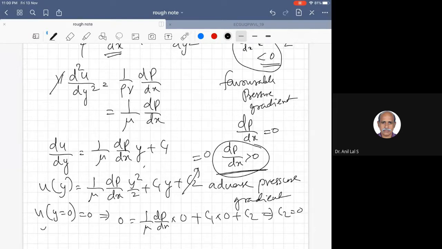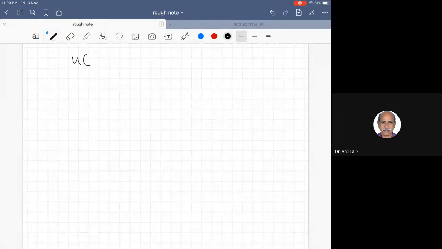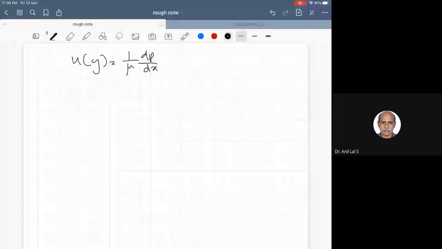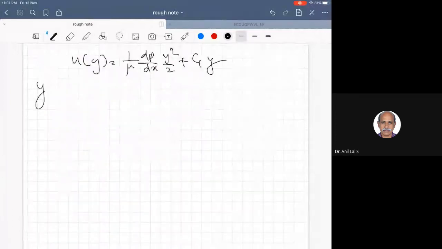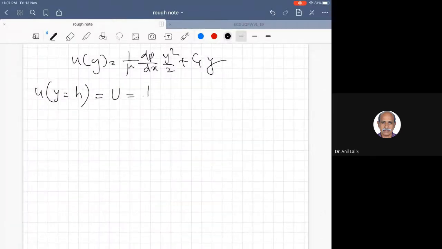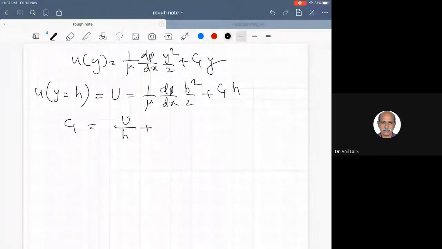So now again u of y is equal to, we have one more constant, 1 by mu dp by dx y squared by 2 plus c1 y. And u at y equal to h is equal to capital U is equal to 1 by mu dp by dx h squared by 2 plus c1 h. So what is then c1? c1 is equal to capital U by h minus 1 by mu dp by dx into h by 2.